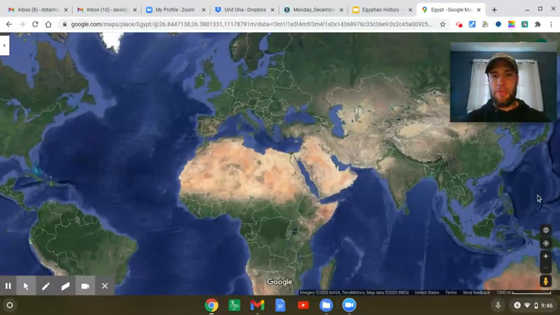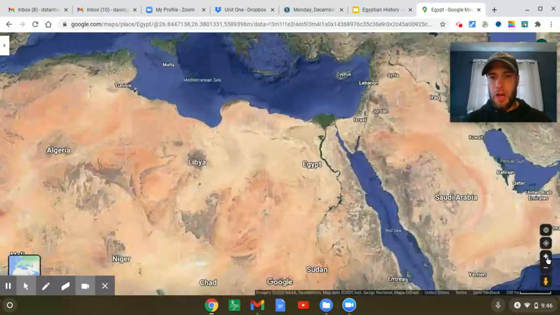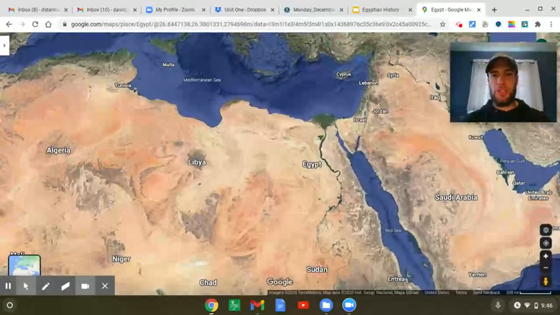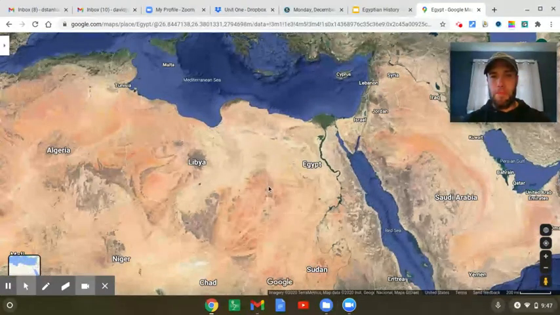Okay, so I've got Google Maps up here, and I'm a nerd. I like to look at Google Maps, especially on the satellite images. It's just really cool to see what the Earth looks like. So I'm going to zoom in here real quick on Egypt though, because we need to talk about its geography briefly. All right, now obviously keep in mind this is a modern border.